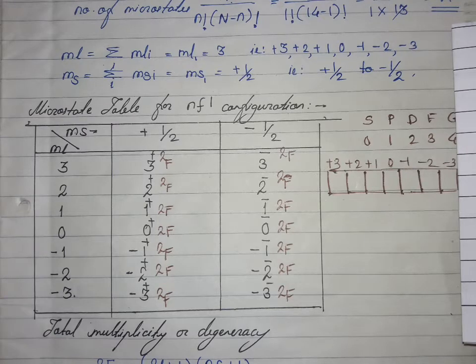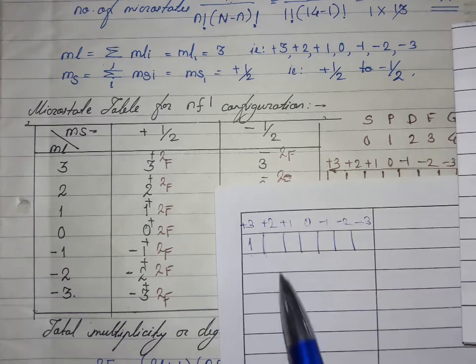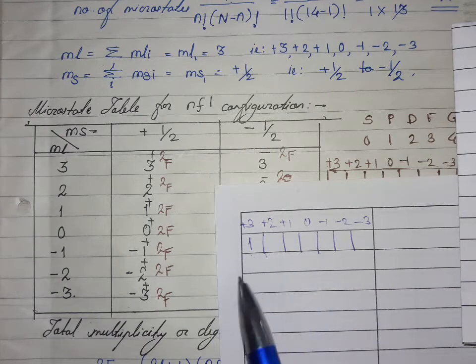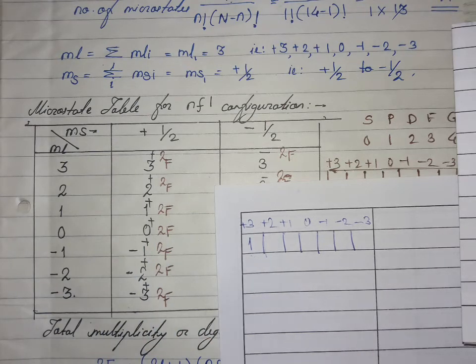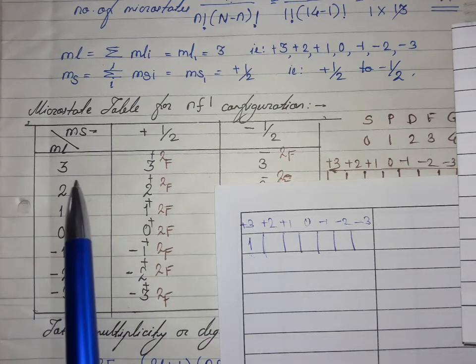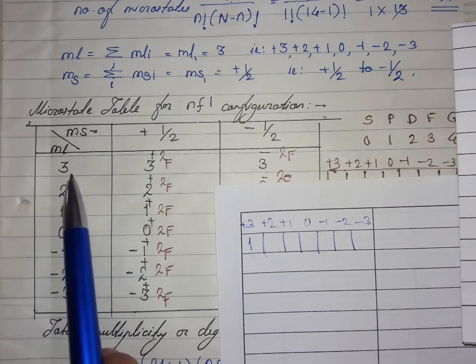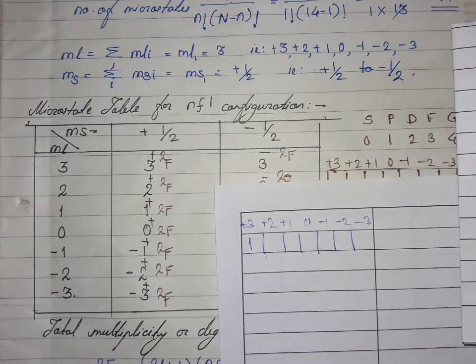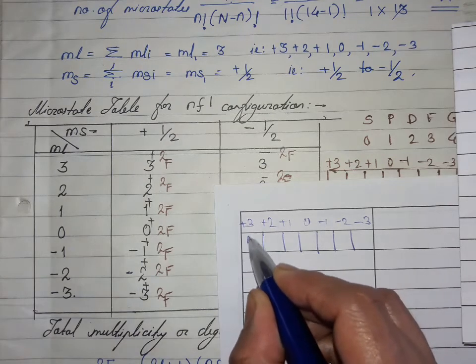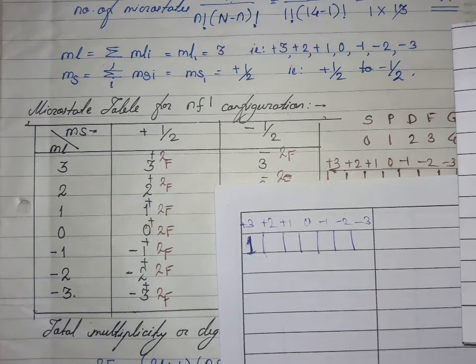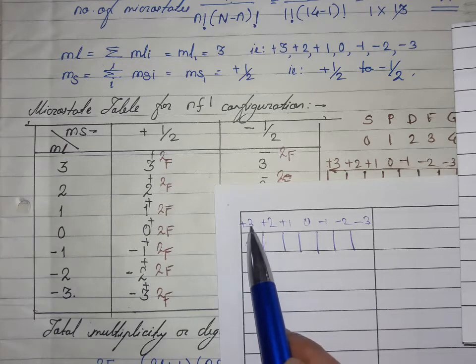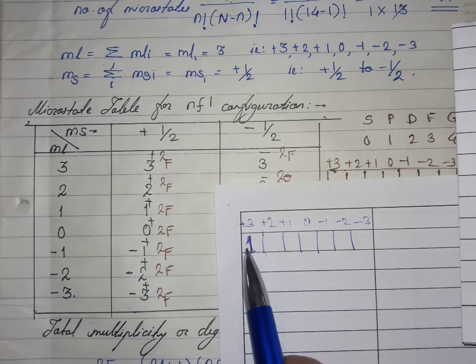Now there is only one electron. Here it is the f orbital, so we can put one electron in that fashion. After that we get plus 3 ML and plus 1 by 2 MS value. If we put that one electron in the first shell, and that electron has positive spin, then ML is plus 3 but MS is plus 1 by 2.